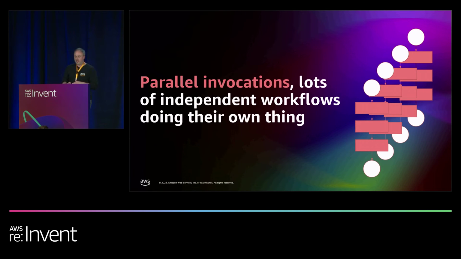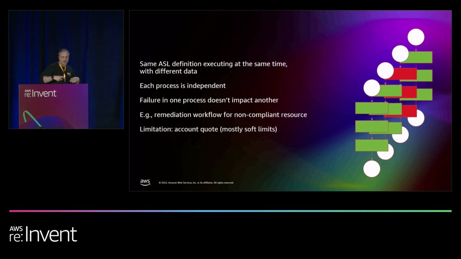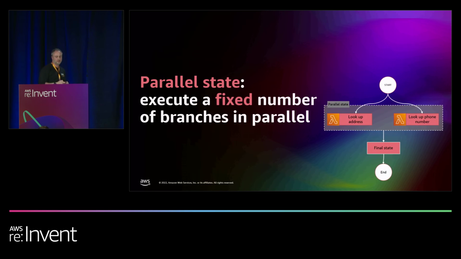Here's what I mean. So let's say I have a workflow given ASL definition, and I send lots of invocations to this workflow. Now, each process is unaware of the other processes. So if one of those executions fails, it shouldn't affect the other executions. So this is great for remediation workflows, for non-compliant resources, for example. And really, your only limit here is the account quota, which you can often get increased.